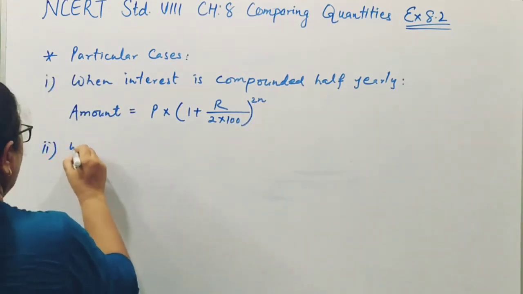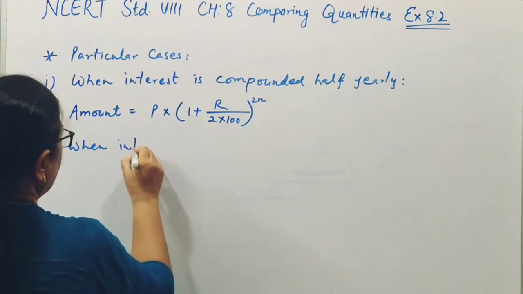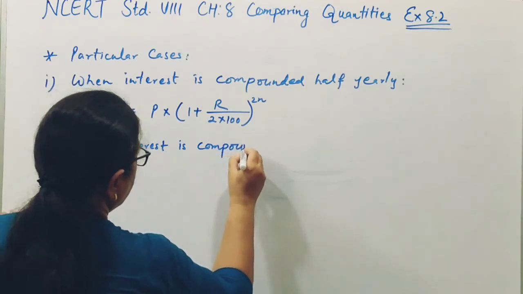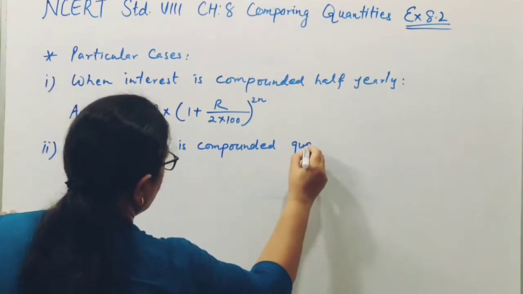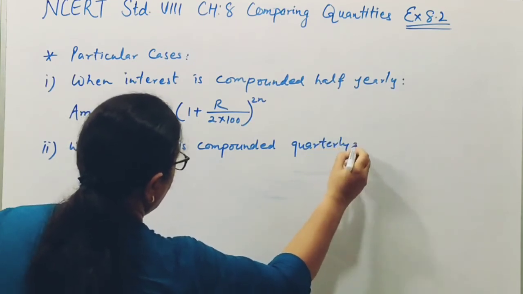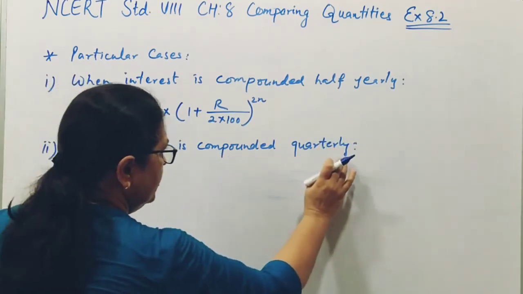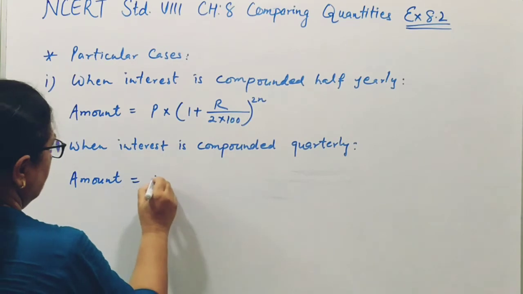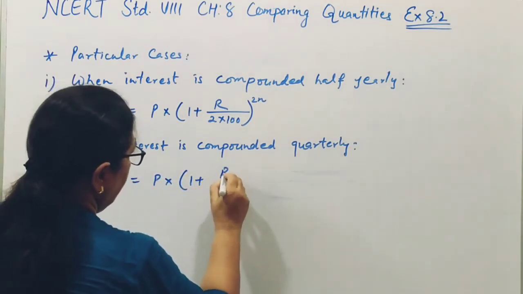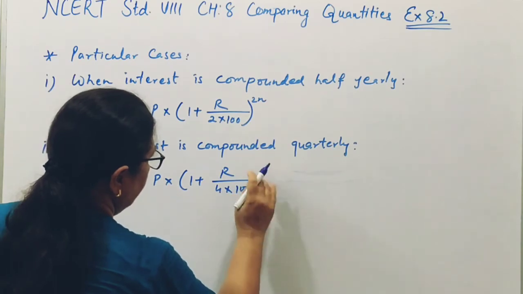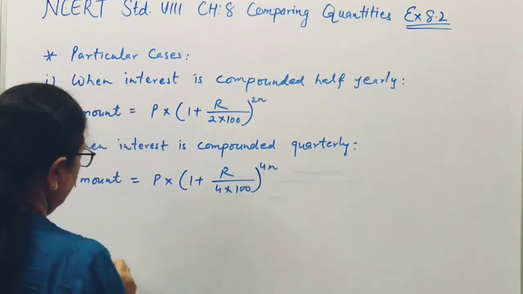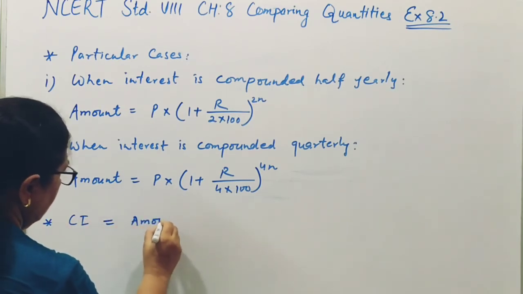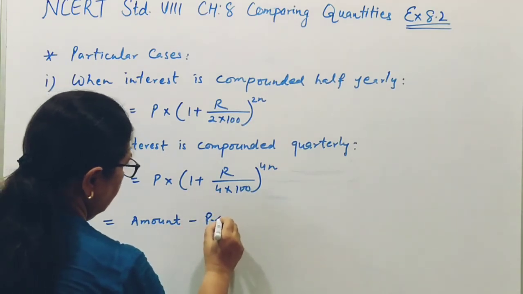Number 2, when interest is compounded quarterly, amount is given by P into (1 plus R upon 4 into 100) raised to power 4n, and CI is equal to amount minus principal.